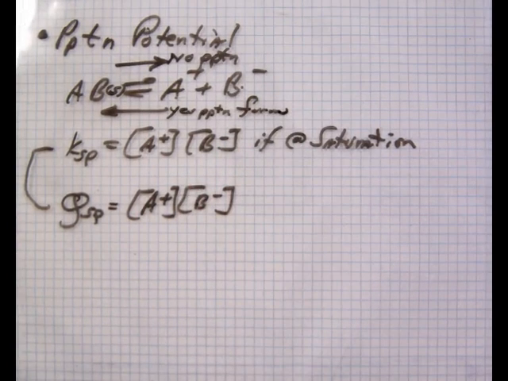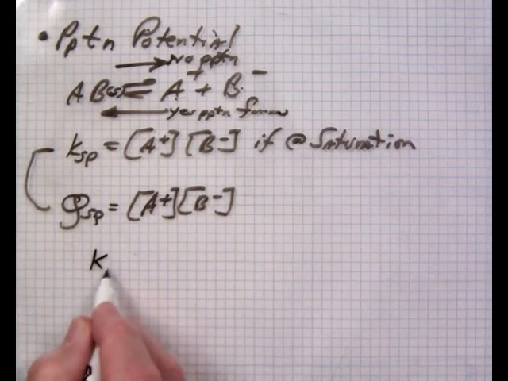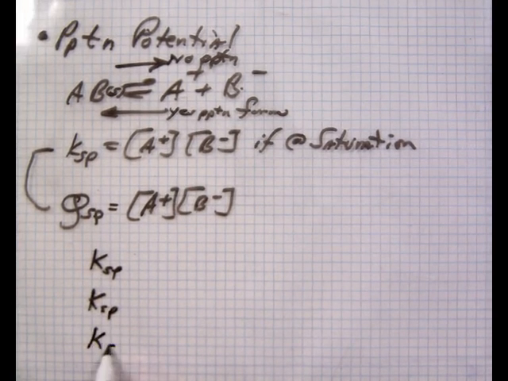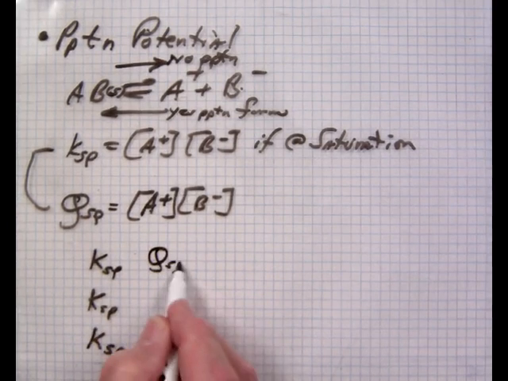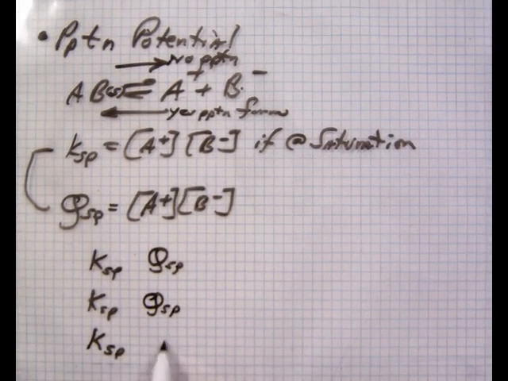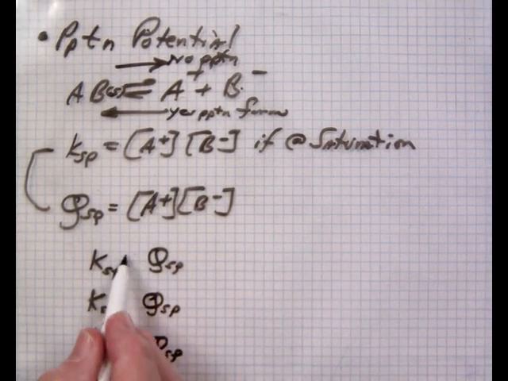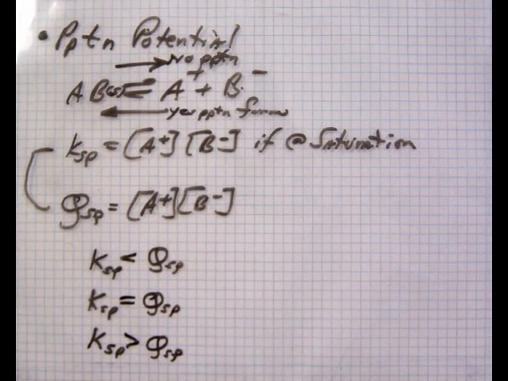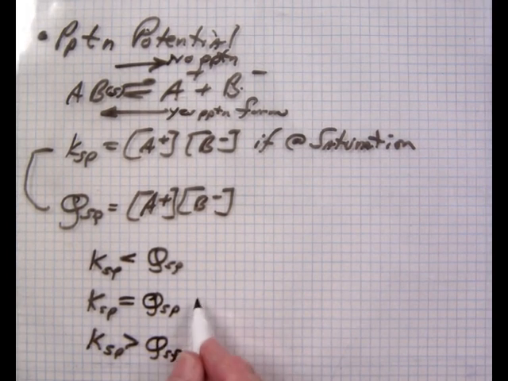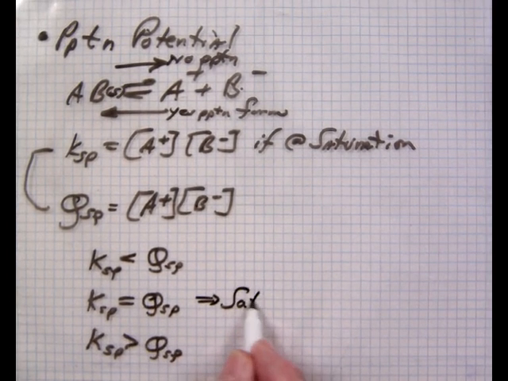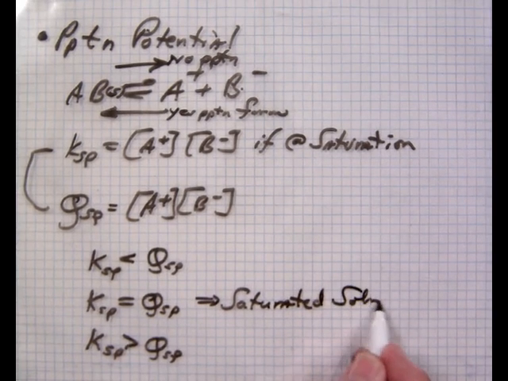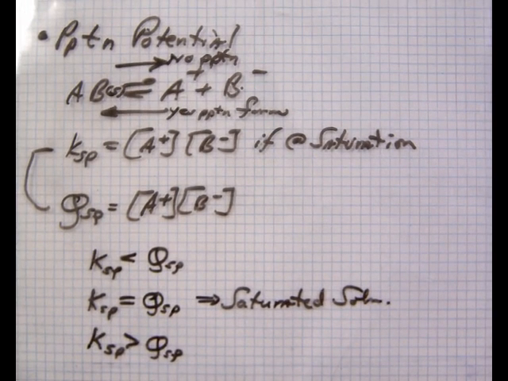So how do you tell? Okay, if you recall, I said K comes before Q in the alphabet, so put K down 3 times, and then QSP 3 times, and then inequalities on the ends and one in the middle. If you have KSP equal QSP, this is a saturation. Any further addition of salt will precipitate.